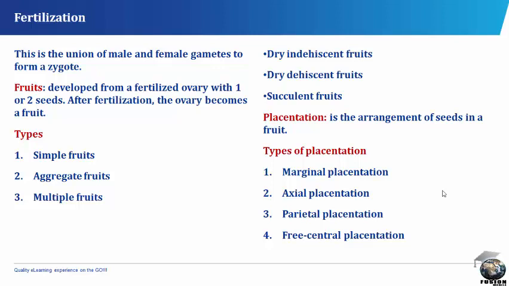Other forms of fruits include dry indehiscent fruits, dry dehiscent fruits, and succulent fruits. The dry indehiscent fruits are not dehisced or split. Examples are: 1. Achene, a one-seeded fruit with dry pericarp, for example, sunflower. 2. Nut, not just like achene but has a tough and hard pericarp, for example, cashew fruits.